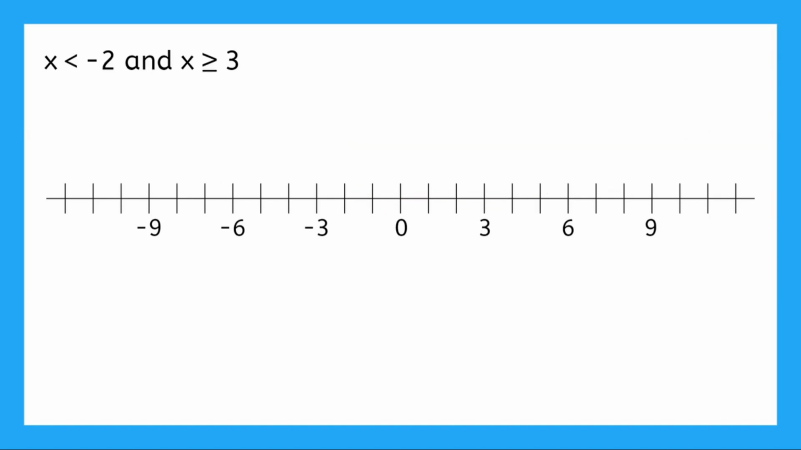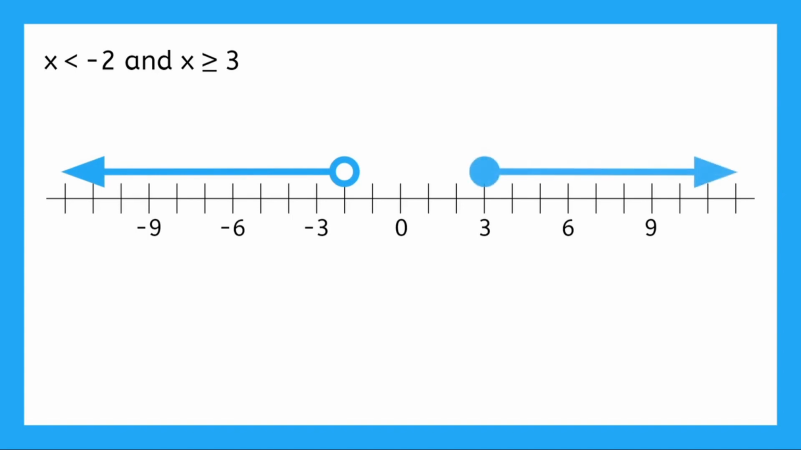It is actually possible for an "and" compound inequality to have no answer. For instance, this one, x is less than negative 2 and x is greater than or equal to 3. Here's the numbers that are less than negative 2, and here are the numbers greater than or equal to 3. We used a closed point here because it's an "or equal to," so 3 is included. Anyway, for "and," we need the overlap, which is where exactly?